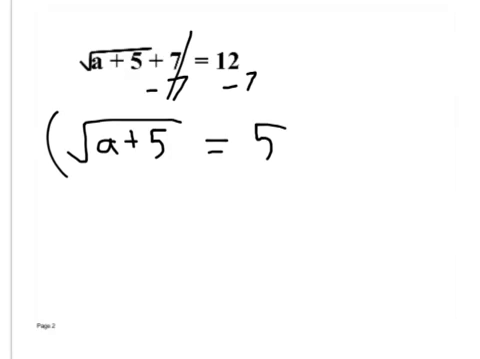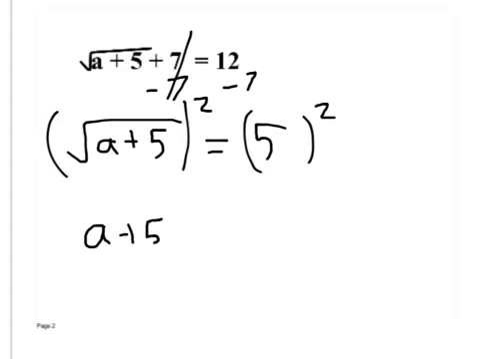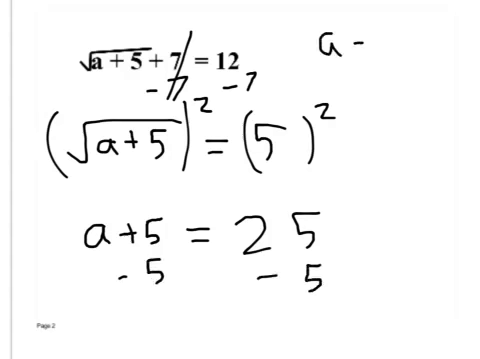So now I square both sides. The square root of a plus 5 squared is what? A plus 5. And 5 squared is 25. We get rid of the square root sign by squaring it. I want to find out what a is, so I subtract 5. A is 20.